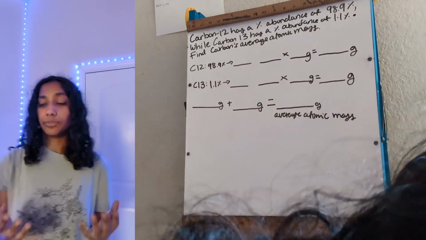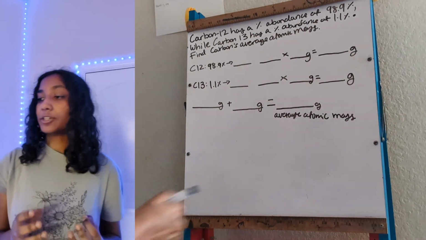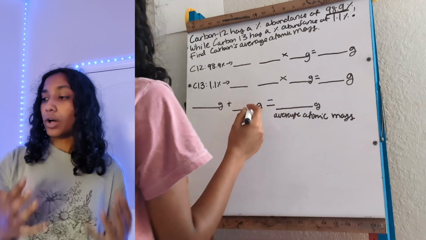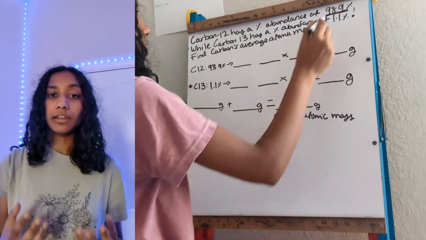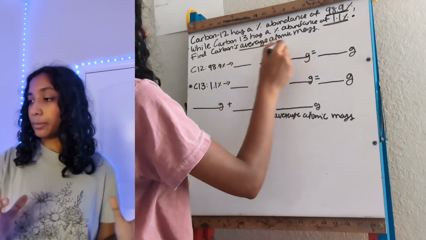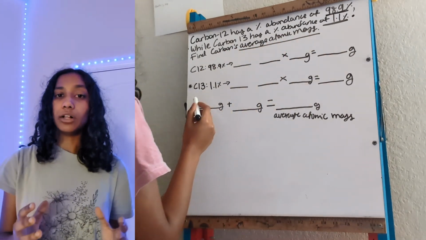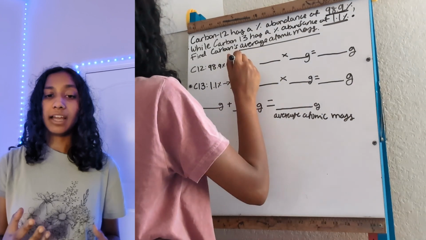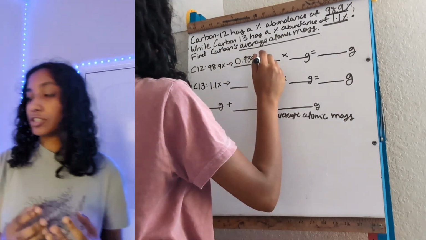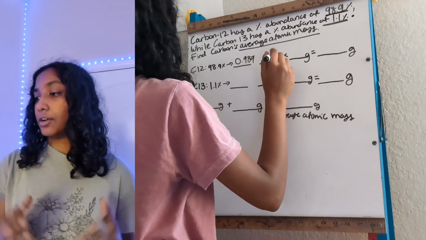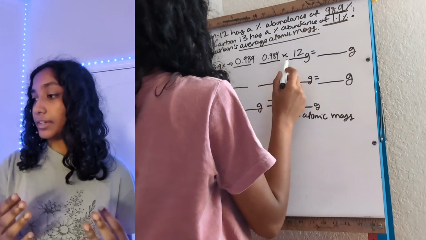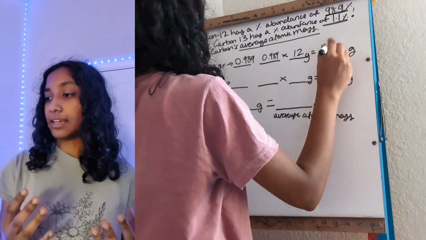Now let's try this method with the following problem. Carbon-12 has a percent abundance of 98.9%, while carbon-13 has a percent abundance of about 1.1%. Find the average atomic mass of carbon. Let's start with carbon-12. Converting 98.9 into a decimal gives us 0.989. Let's multiply that by carbon-12's mass, which is 12. 0.989 times 12 gives us about 11.87.